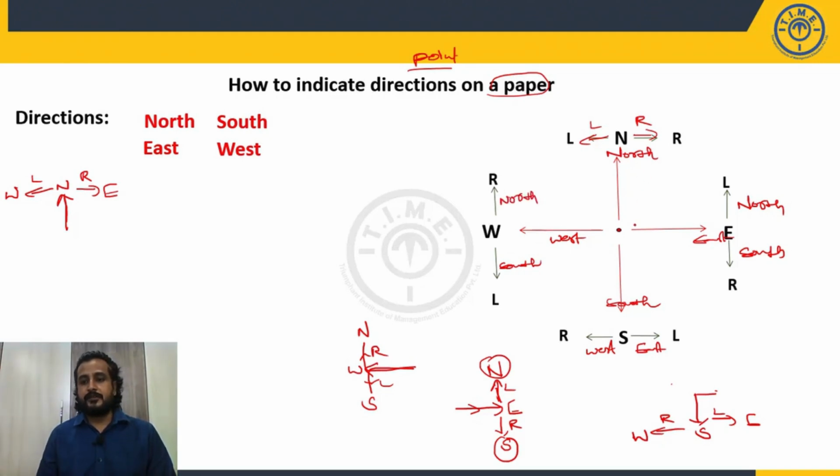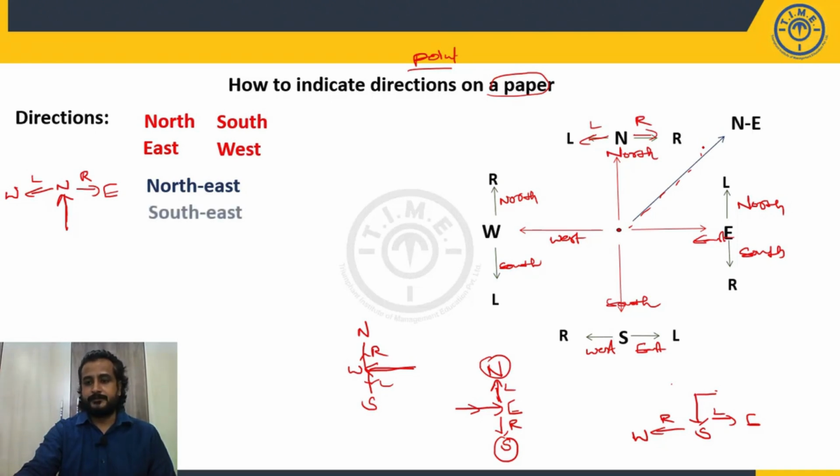The direction which is between north and east is northeast. The direction which is between south and east is southeast. And then this will be southwest.